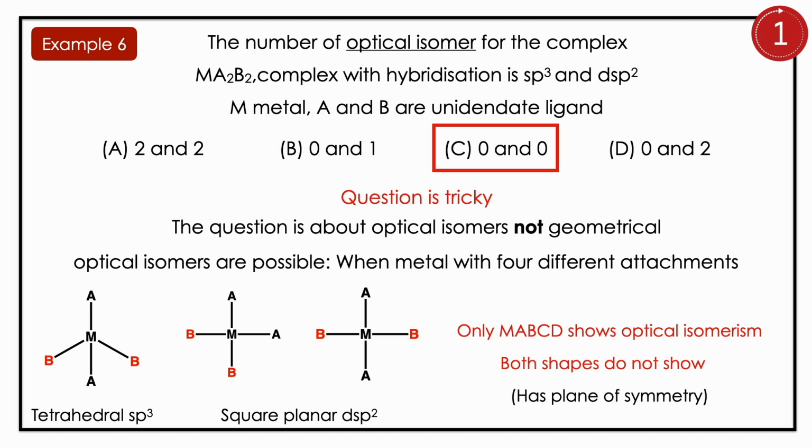All atoms are the same, plus it is in a plane. Planar compounds don't have any optical isomerism because of symmetry. So both compounds don't show any optical isomerism. So the answer is 0 and 0. The concept you have to learn here is to look at the question clearly: is it about optical isomers or geometrical isomers?